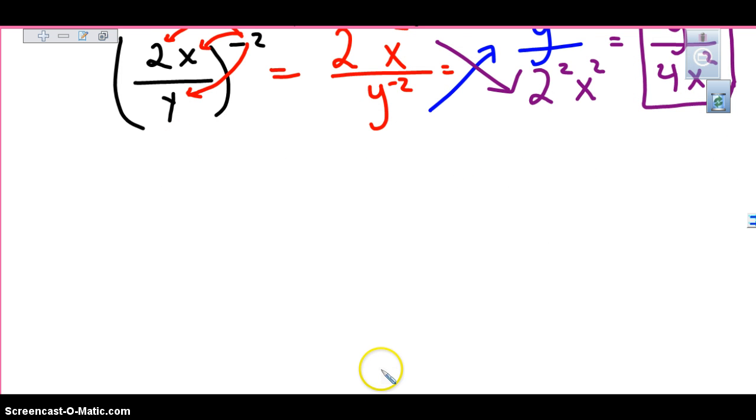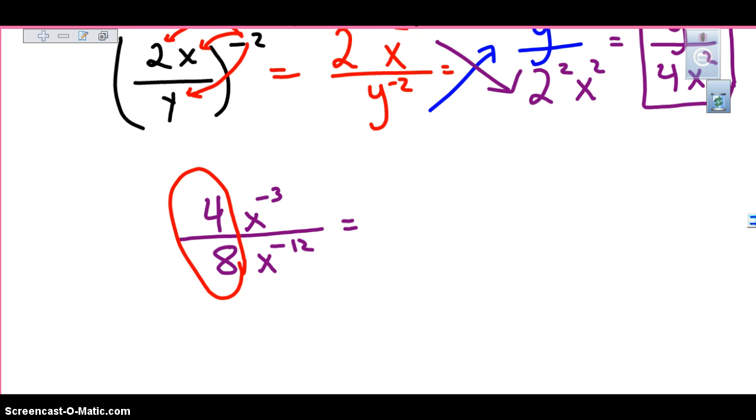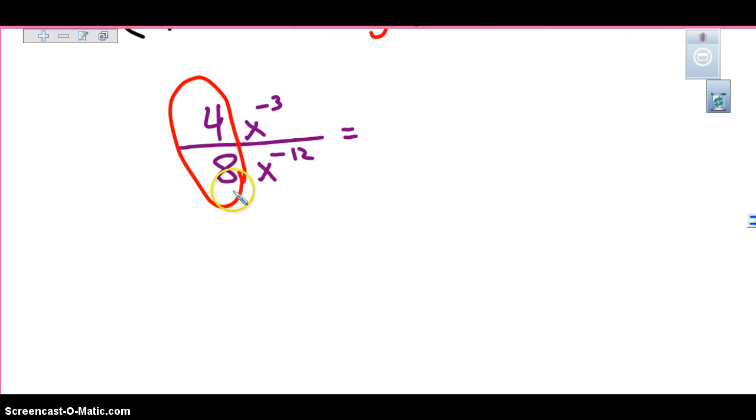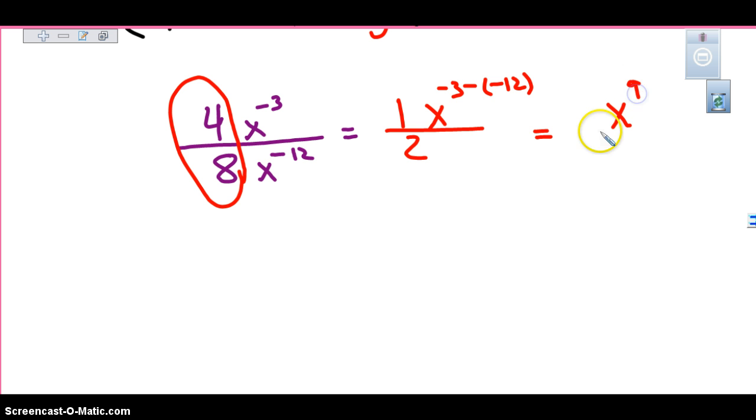I'll give you one more example. Let's say we have 4/8 x to the negative 3 over x to the negative 12. Can we simplify this? What happens with the 4 and the 8? Do they have a common base? No. So the only thing we can do with 4 and 8 is simplify them. 4/8 simplifies to 1/2. Now the x with the negative exponents, what is the rule when we're dividing exponents with the same base? Subtract the exponents. So we would say x to the 9th power over 2.